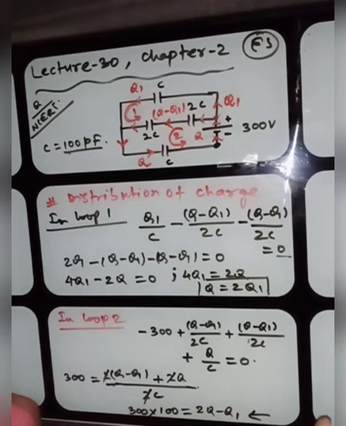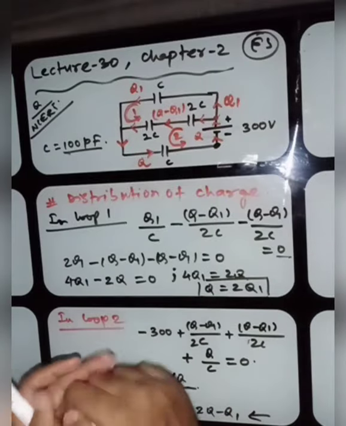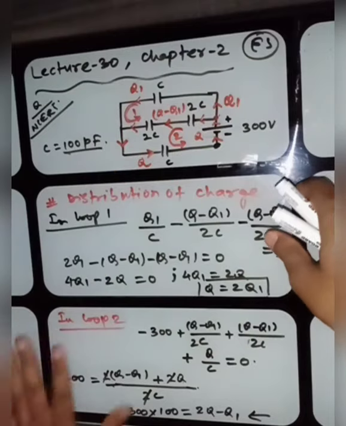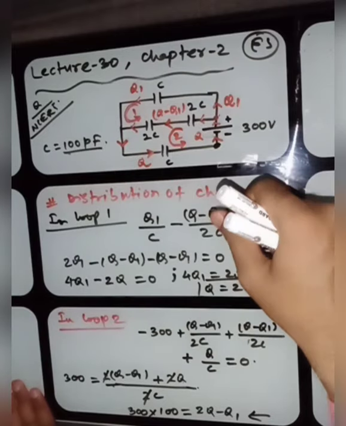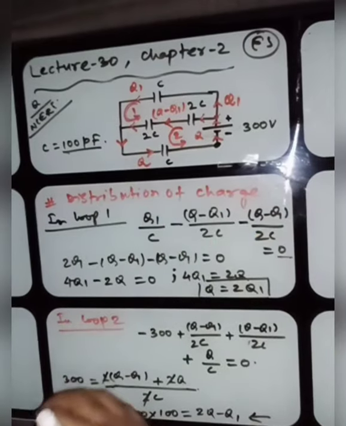You have calculated here the Q. But what was the question? The question was, in this particular circuit, you have to find charge on each capacitor. Listen carefully. You have to find charge on each capacitor and potential across each capacitor.